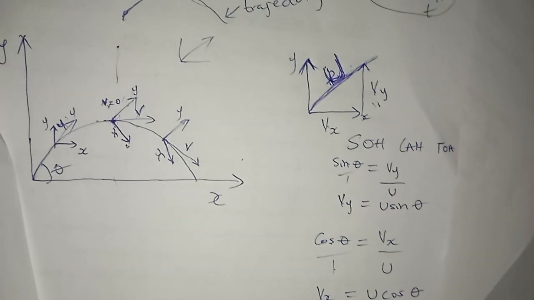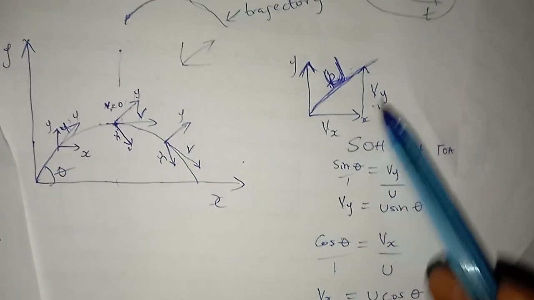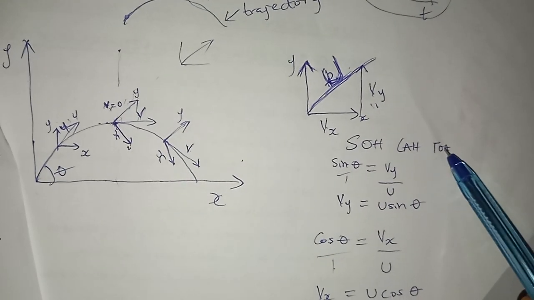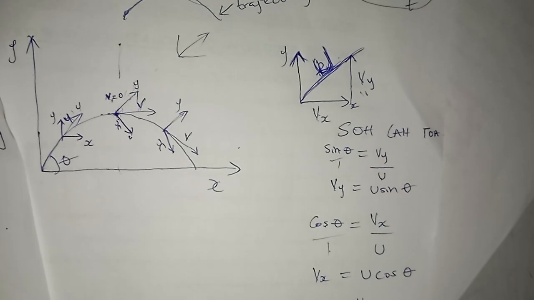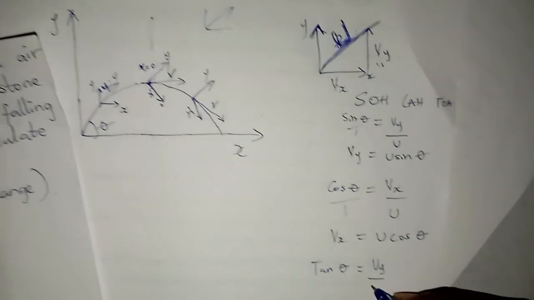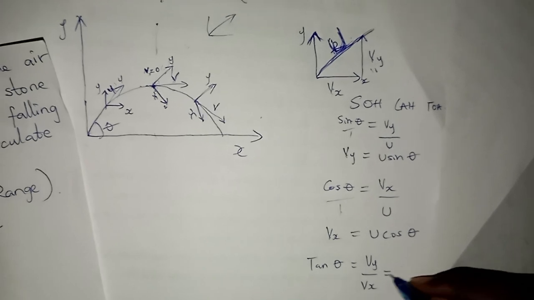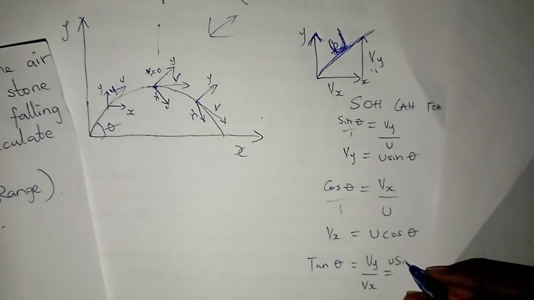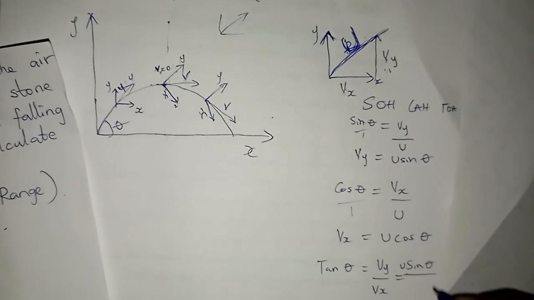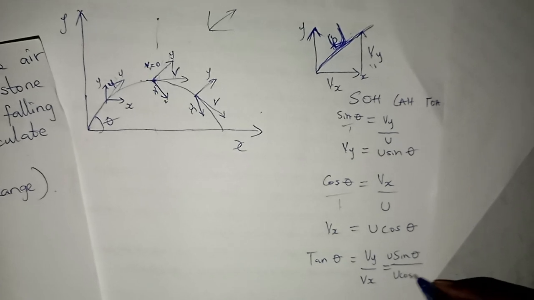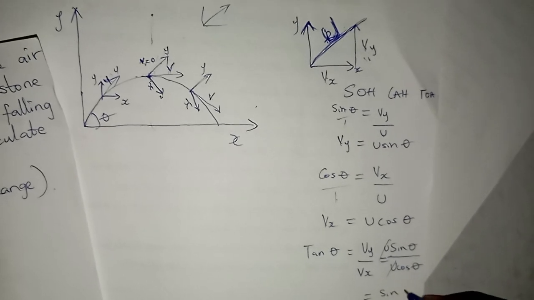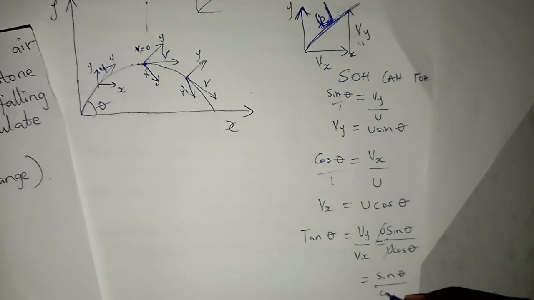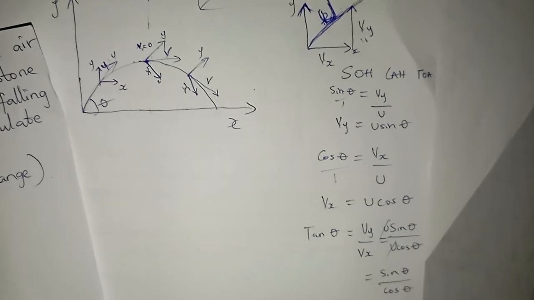Opposite over adjacent. What are you saying? Opposite over adjacent. That is Vy over Vx. I know that Vy is u sine theta and Vx is u cos theta. You see that this will cancel this. So you now have sine theta over cos theta.